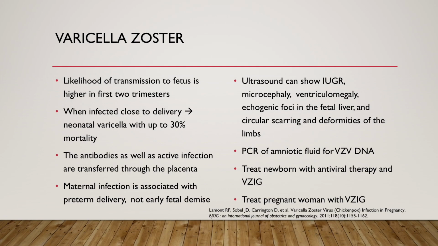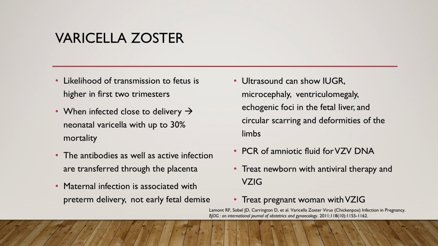The likelihood of transmission to the fetus is higher if the mother is infected in the first 2 trimesters. Another time where there is a high likelihood of transmission to the fetus is when the mother is infected close to delivery. This will instead be called neonatal varicella. This also carries a 30% mortality.